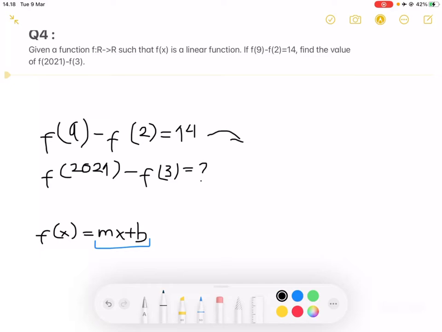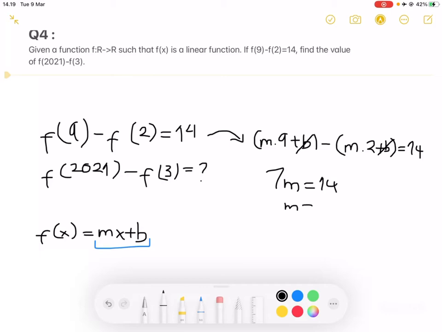So this equation will become m times 9 plus b, minus m times 2 plus b, equals 14. And here b and b cancel nicely because of the minus sign. And here we're just left with 7m is equal to 14, leaving us with m is equal to 2. Seems pretty good.